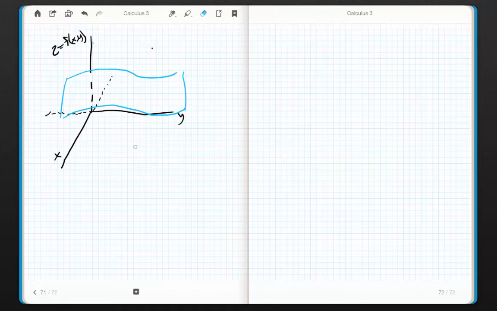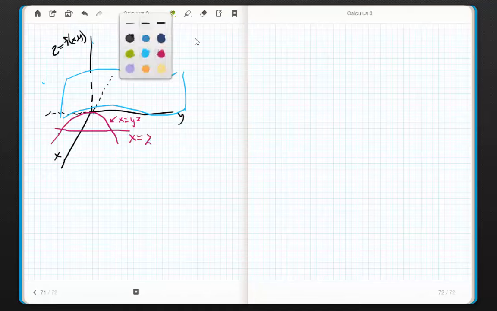Okay, now check this out. What happens now? Come on, give me some color. If I have this curve, and then I have this guy going straight across. So let's say that this is x equals y squared. Excuse me, goodness. And this is x equals 2. Now, let's try and figure out what exactly we're looking at.